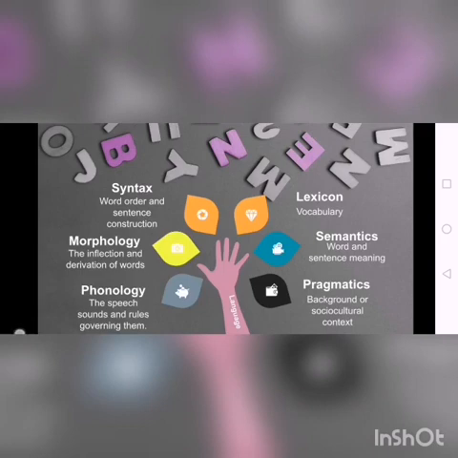The first is phonology, which is the speech sounds and rules governing them. Then we have morphology, which is inflection and derivation of words. Also, we have syntax, which is the word order and sentence construction. Also, we have lexicon, that is the vocabulary, semantics, which is the meaning of the words and the sentences, and pragmatics, that is the background or socio-cultural context that has an influence on the language. Also, we can consider orthography as a 7th component or subsystem of the language.